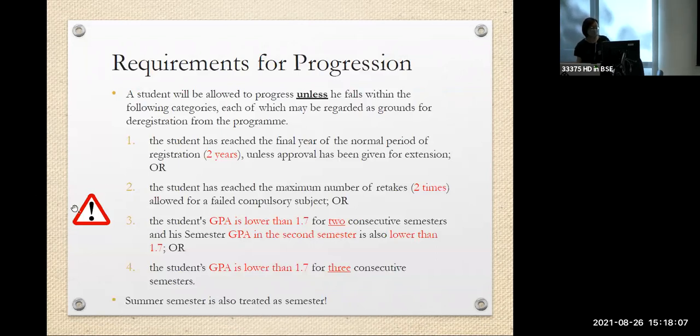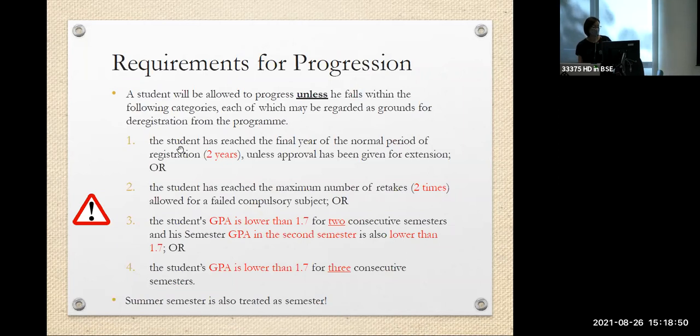Okay, when you see this symbol, it means that this is something you need to be careful. A student will not be allowed to progress unless he falls within the following categories, each of which may be regarded as grounds for deregistration from the program. 即係話呢度係4個情況，你可能要退學啦，所以要好小心啦。Okay, these are the 4 conditions that you will be deregistered.